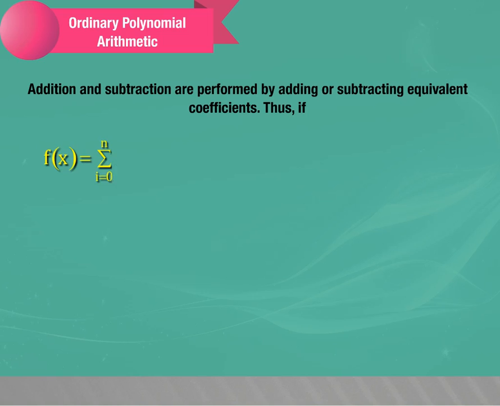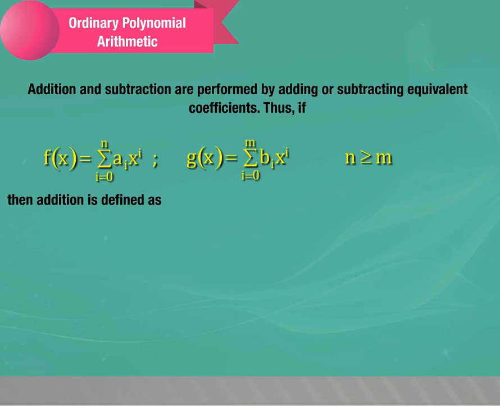Thus, if f(x) = sigma i = 0 to n ai x^i, and g(x) = sigma i = 0 to m bi x^i, n greater than or equal to m, then addition is defined as f(x) + g(x) = sigma i = 0 to m (ai + bi) x^i + sigma i = m+1 to n ai x^i.